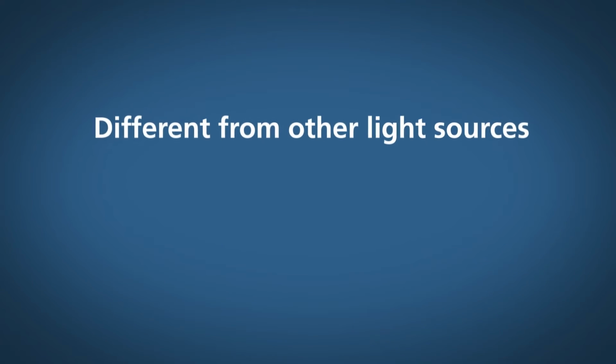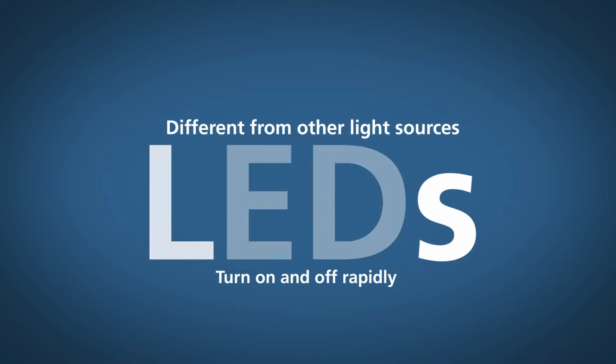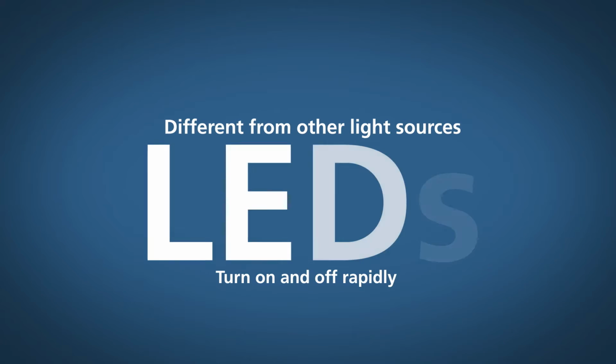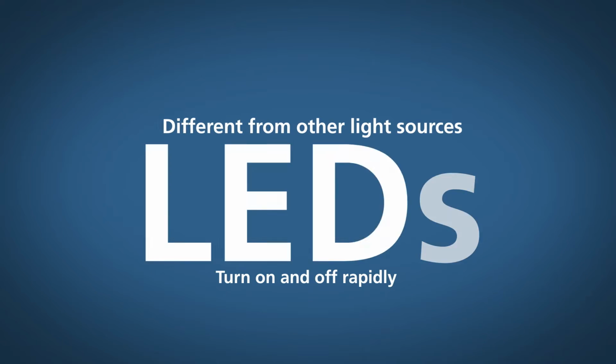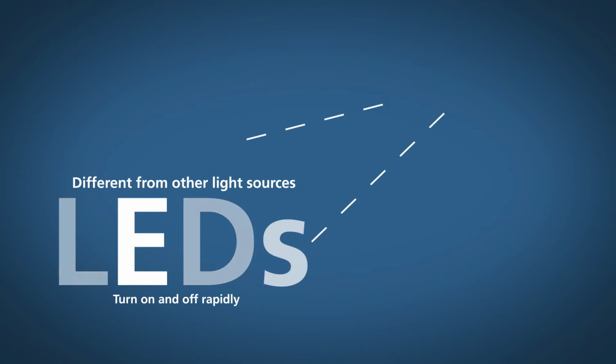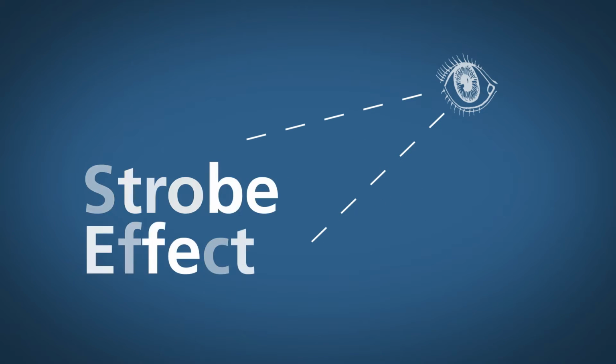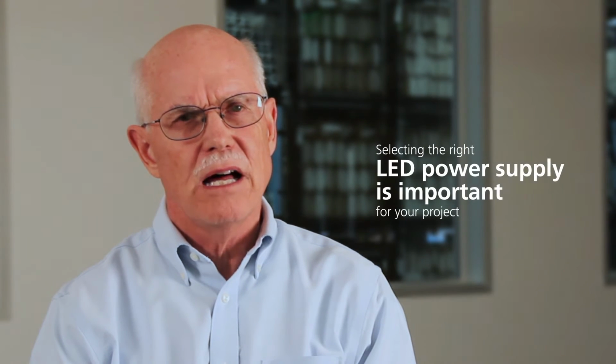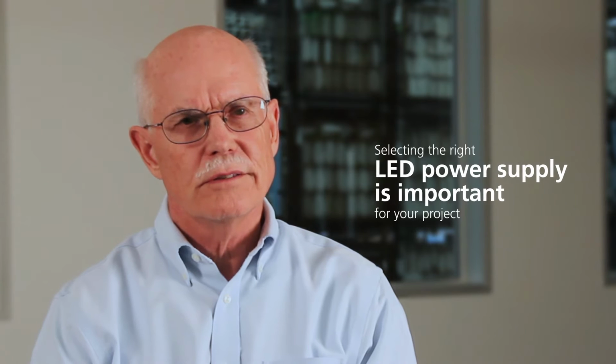Let's talk about why LEDs have brought the issue of flicker back to the forefront. Different than other light sources, LEDs turn on and off extremely rapidly. If this happens at a frequency you can perceive, you will have a strobe effect. This potential of having a strobe effect is why selection of the LED power supply is so important.